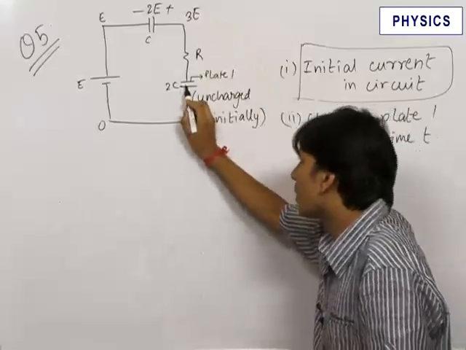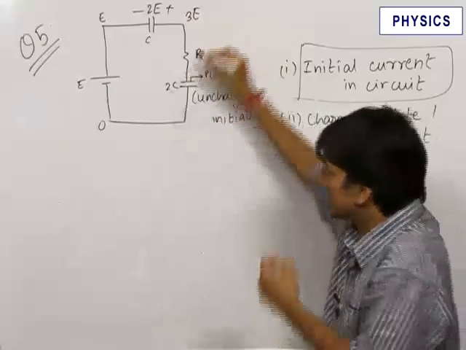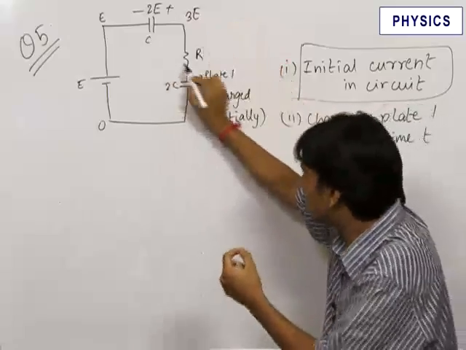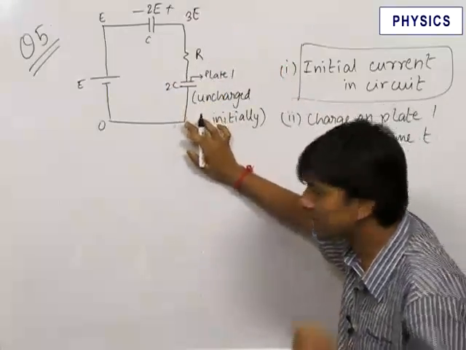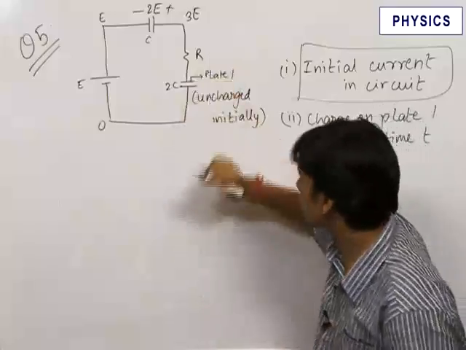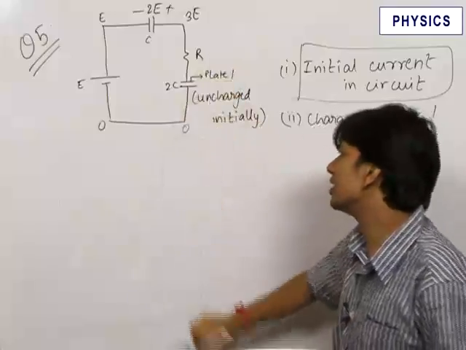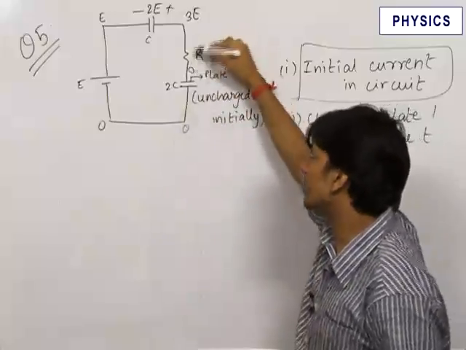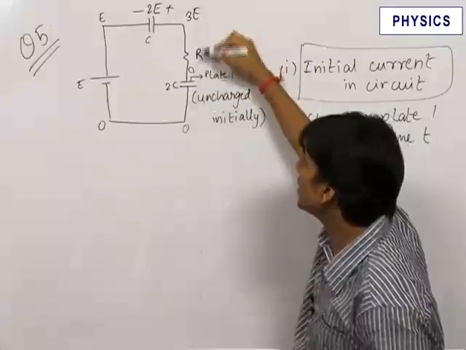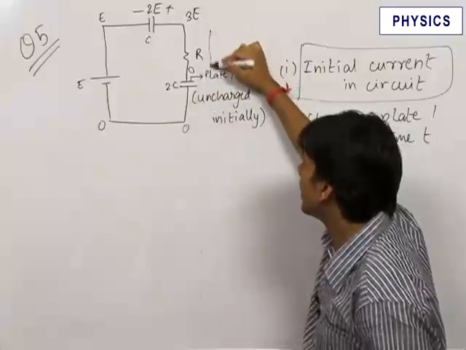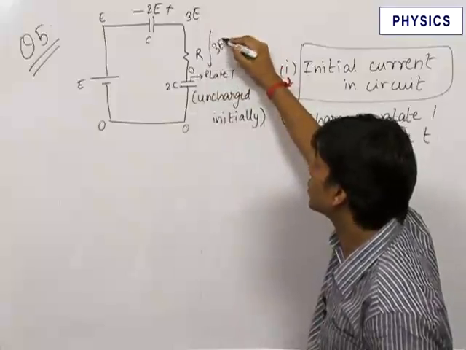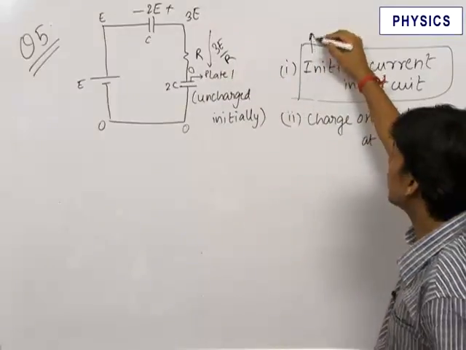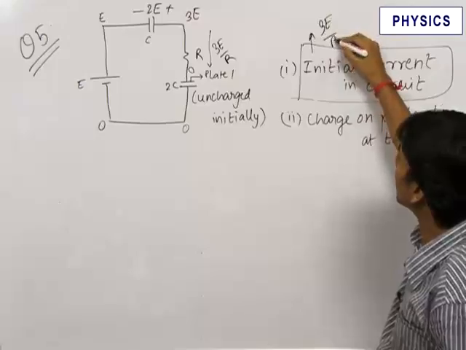Now this capacitor is initially uncharged, and since there is a resistance in the circuit, it will take some time for charge to develop in this capacitor, and therefore some time for potential difference to come across this capacitor. So just initially the potential difference across this capacitor will be 0. So the potential difference across the resistance is 3E minus 0, that is equal to 3E, and therefore the current through the resistance will be equal to 3E upon R. Therefore the initial current in the circuit will be equal to 3E upon R.